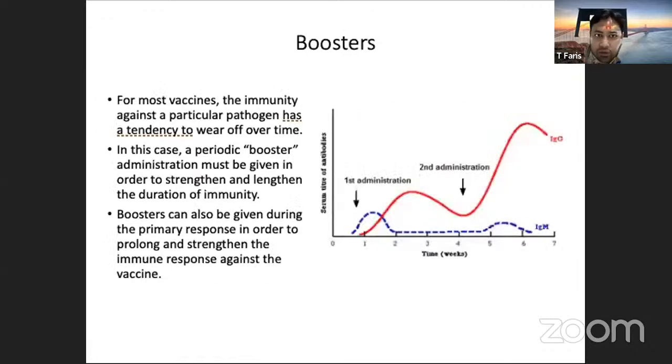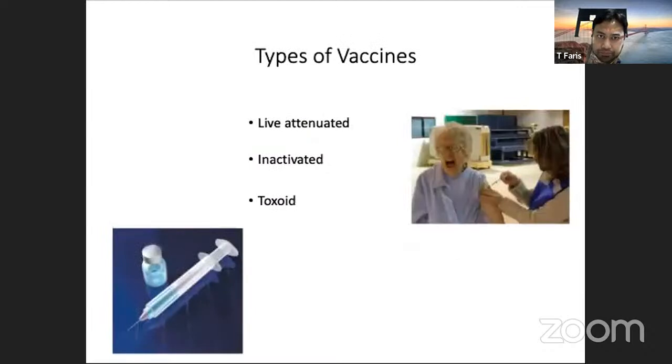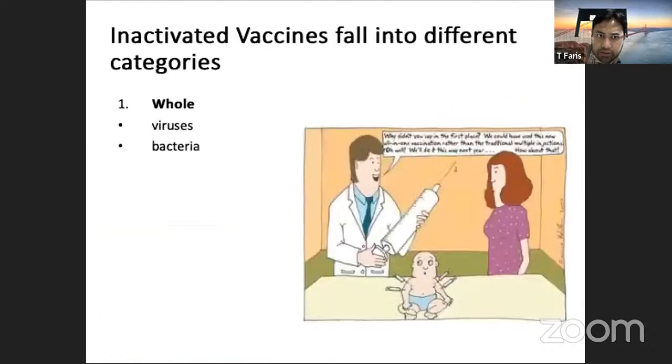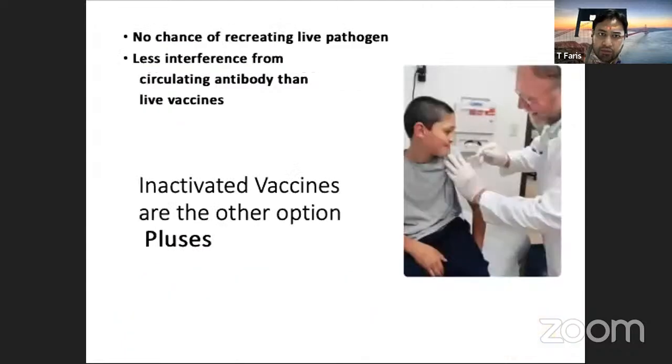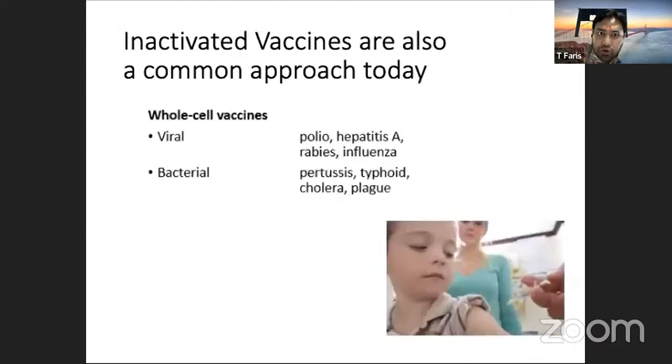Okay, this one is the booster. For most vaccines, the immunity against a particular pathogen has a tendency to wear off over time because it is not being triggered or not active anymore. So you need to give a second shot to keep on spiking the antibody. So we already discussed this. This is also the summary, and I also give you some examples for you to look at.